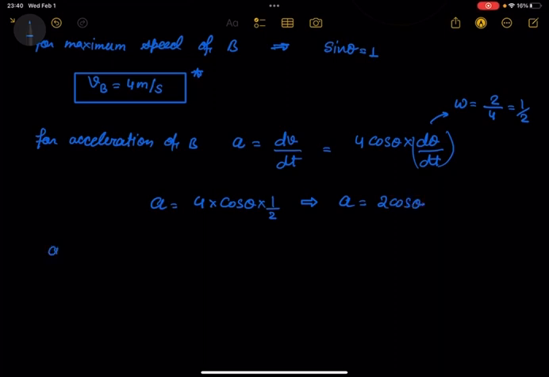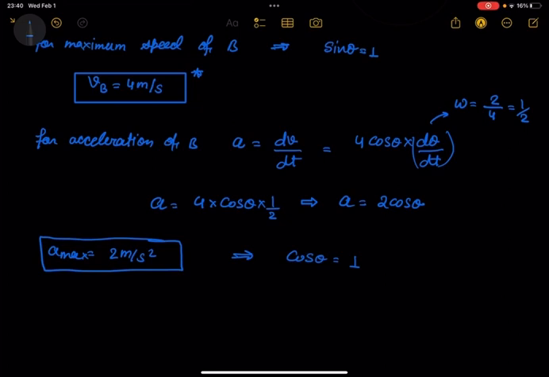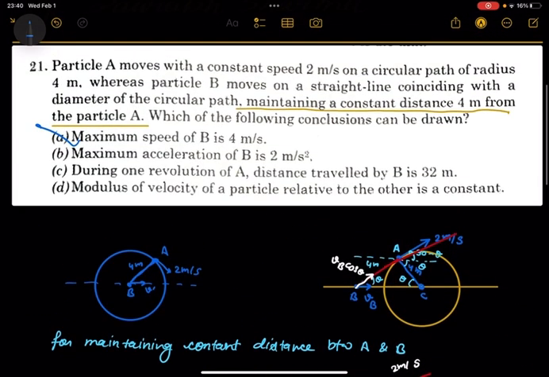So now the maximum acceleration is 2 meter per second square. Why? Because the maximum value of cos θ is also 1. So we can say that the maximum acceleration is 2 meter per second square. So this is also a correct answer.